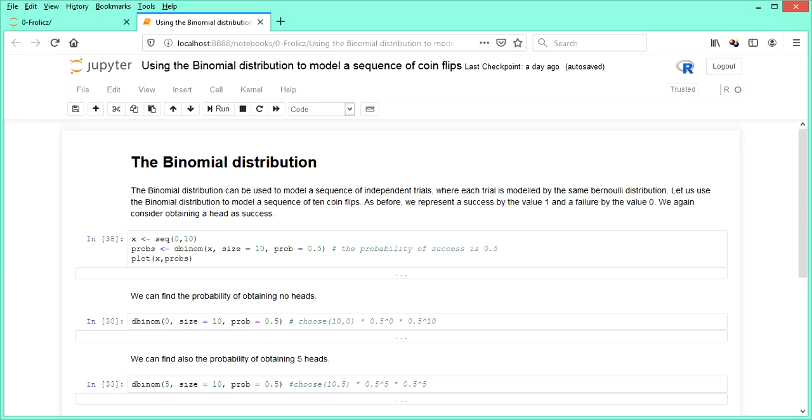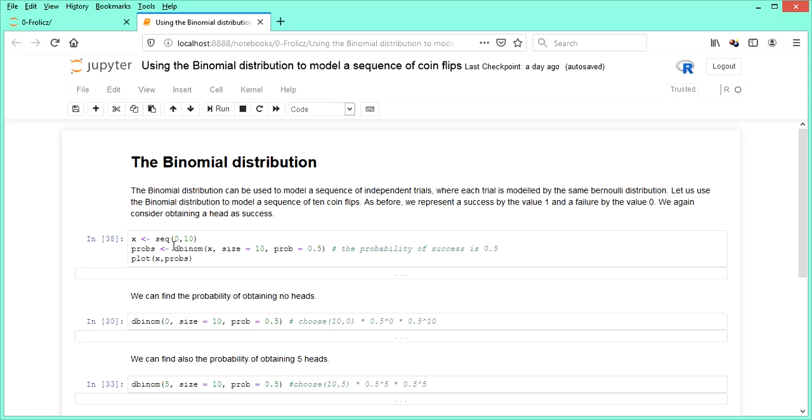So for example, in the case of coin flips, if we flip a coin 10 times, then the probability of getting a head the second time you flip is the same as the probability of getting a head the first time you flip, which is the same as the probability of getting a head the 10th time you flip. So we're going to use the binomial distribution here to model a sequence of 10 coin flips. As before, success is represented by value 1 and failure by value 0, and we again consider obtaining a head as a success.